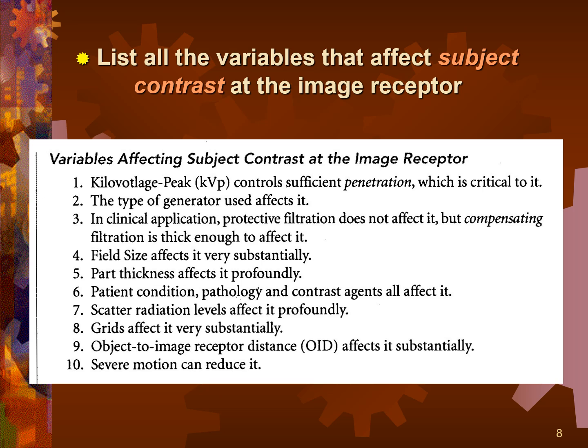Grids affect it substantially because they control and clean up scatter radiation before it reaches the image receptor. OID affects it because of the air gap technique. Severe motion can reduce subject contrast because that increases blur.